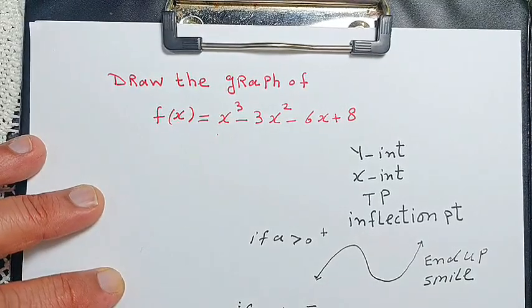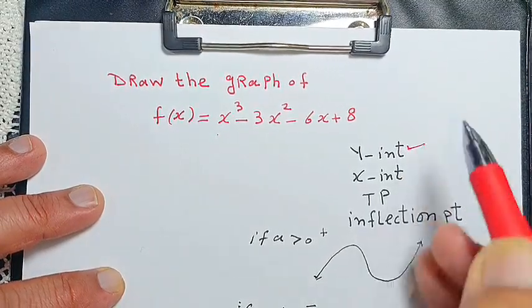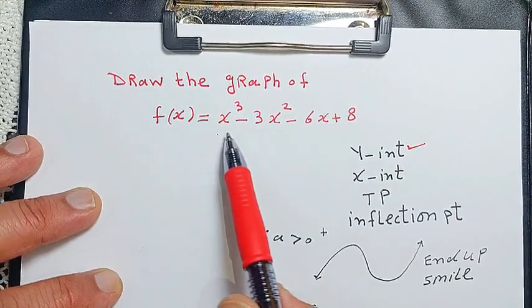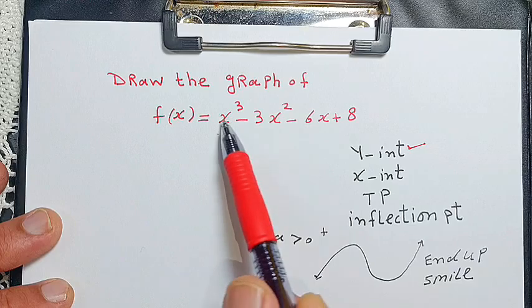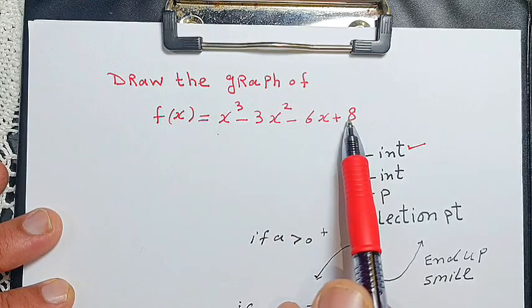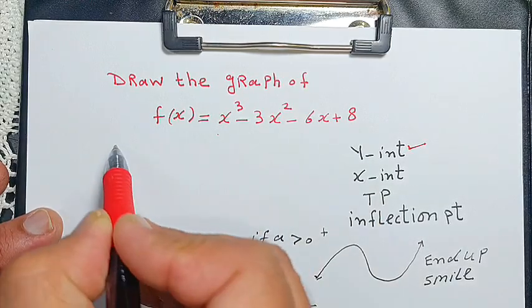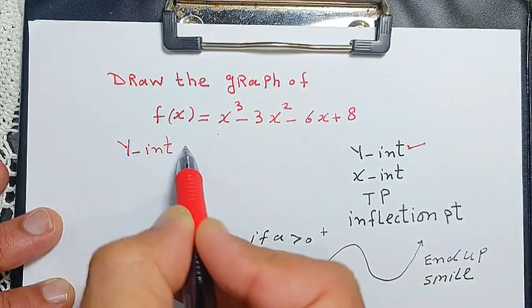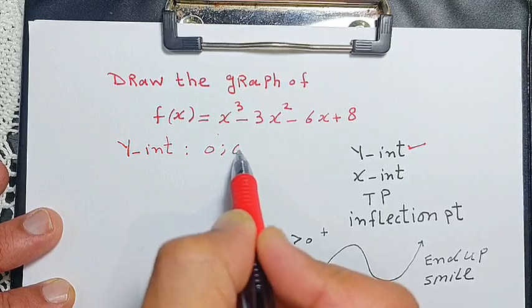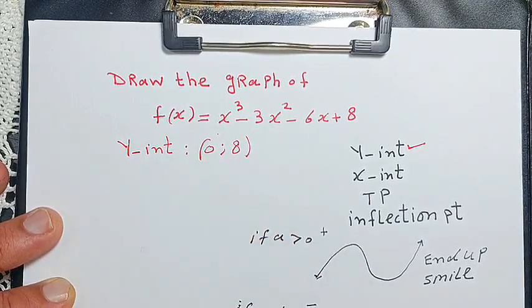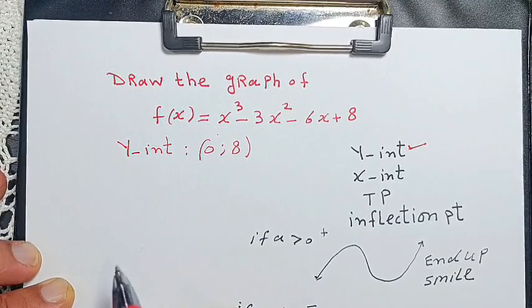So first of all, I need to find the y-intercept. That will be easy. The x value must be equal to 0. So x value is 0, and then you get the y-intercept. That will be 8. So the y-intercept is going to be x is 0, y value 8. So we got the y-intercept.